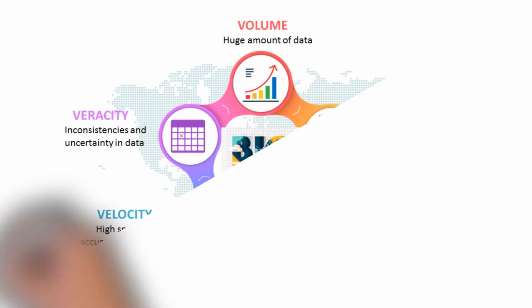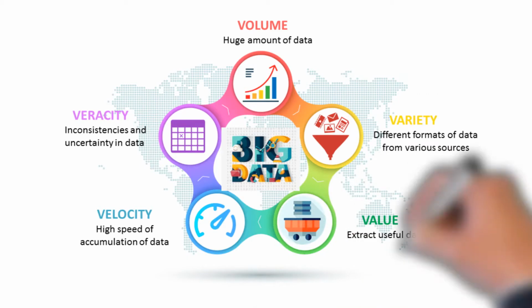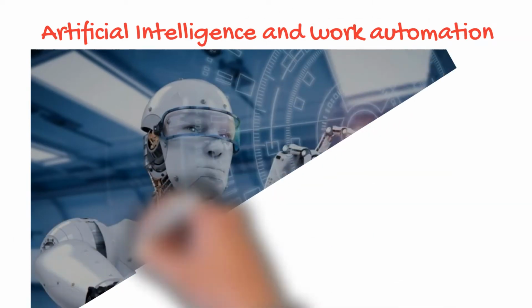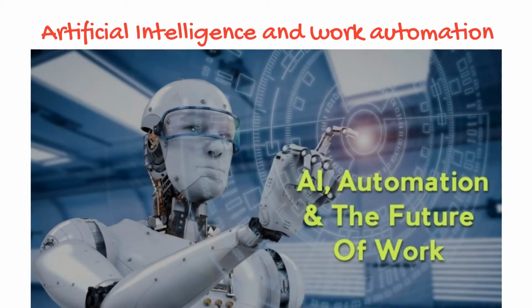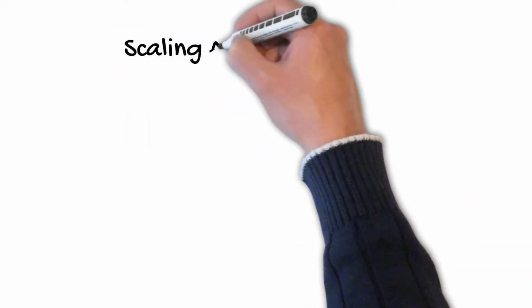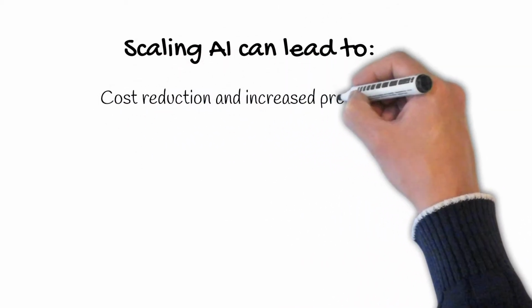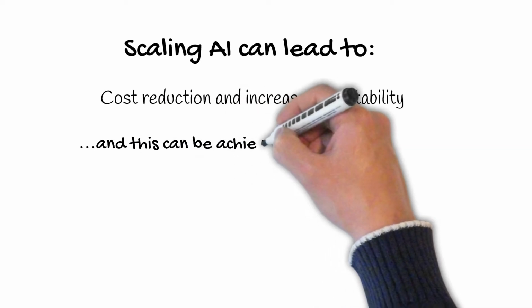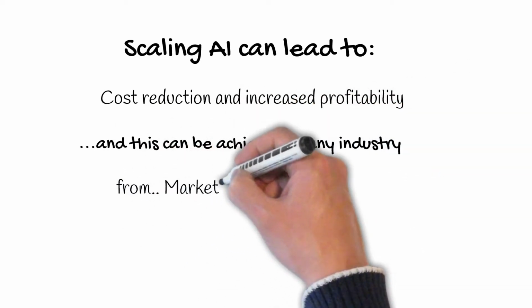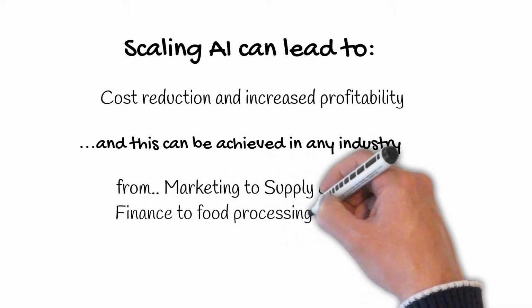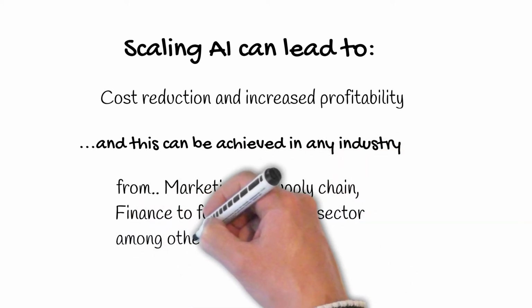AI provides a cutting-edge technology to deal with complex data that humans cannot handle efficiently. Additionally, AI automates redundant jobs, allowing a worker to focus on the high-level, value-adding tasks. When AI is implemented at scale, it leads to cost reduction and massive revenue increase. AI is used in all industries, from marketing to supply chain, finance to food processing sector, amongst many others.